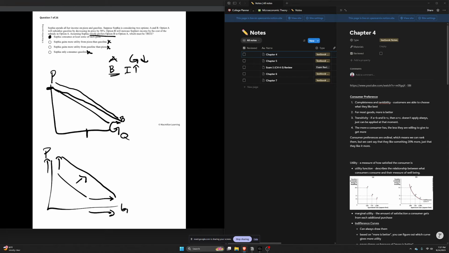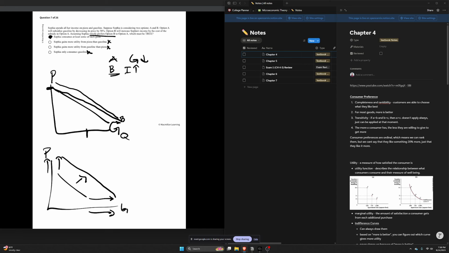And the only way that she strictly prefers B and doesn't prefer A at all is if she's consuming at least a little bit of some of each of the goods. So that's why the answer is A.